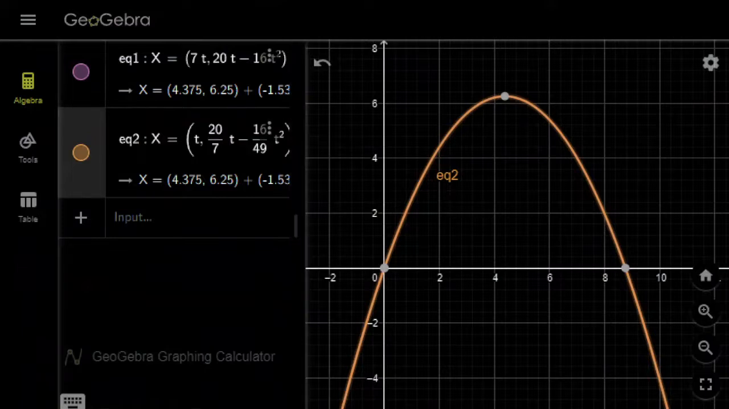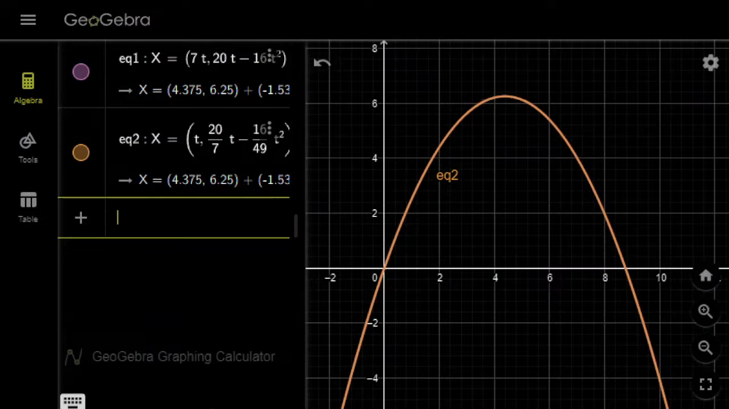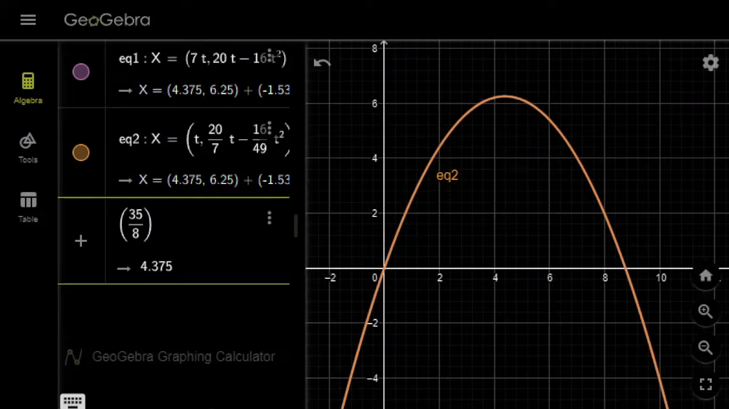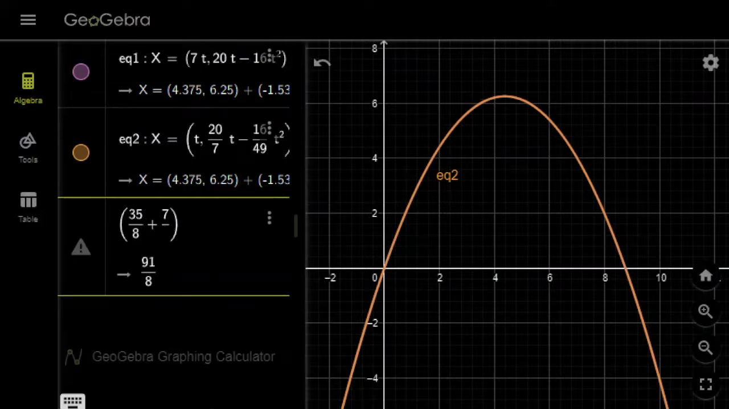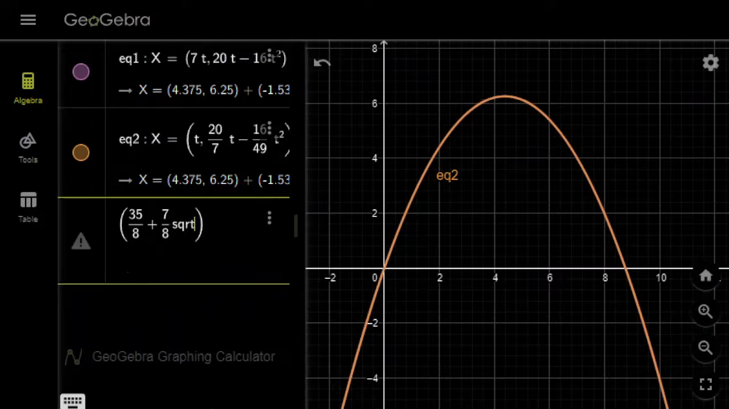Right. Again, it's a little bit hard to see because I have to replace y with t so that this will work. But I'm going to have 35 divided by 8 plus 7/8 times the square root. And square root in GeoGebra, you can type SQRT, and then if you hit space, it puts in a square root symbol for you. There's also a nice virtual keyboard down here if you prefer finding things that way.